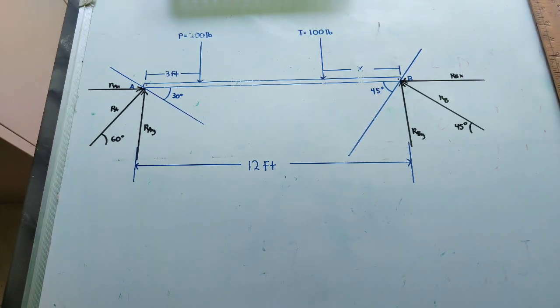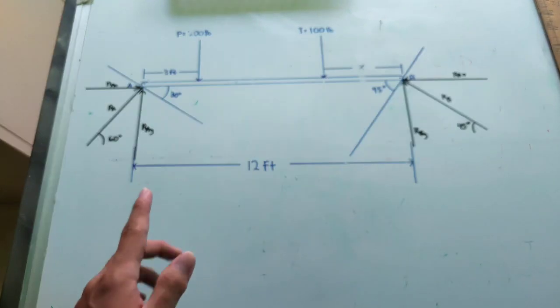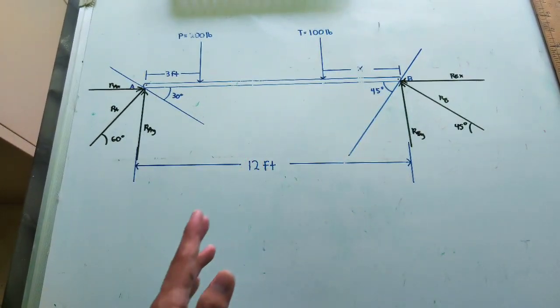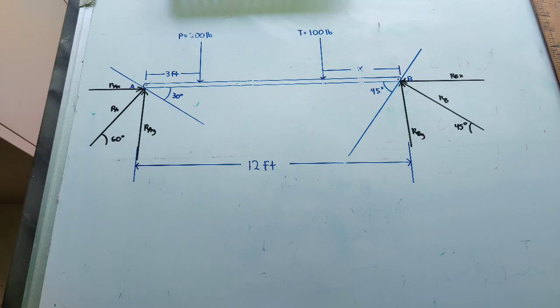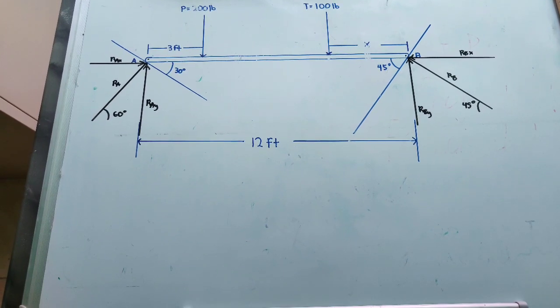Now that we have all the reactions and their components, the next thing we need to do is to sum all the x components and all the y components and work from there. So let's do the math part. Let's lower the camera first.